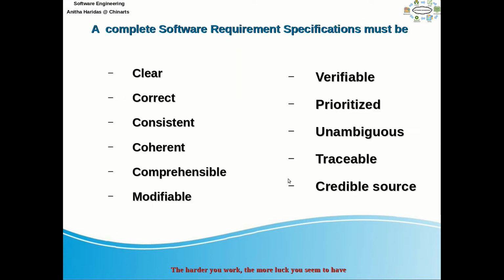Apart from that, a complete software requirement specification must have all the characteristics we have discussed earlier, put in another way. It must be clear, correct, consistent, coherent, comprehensible, modifiable, verifiable, prioritized, unambiguous, traceable and have a credible source. So these are other terms, or another set of characteristics, that we can give for a good SRS.